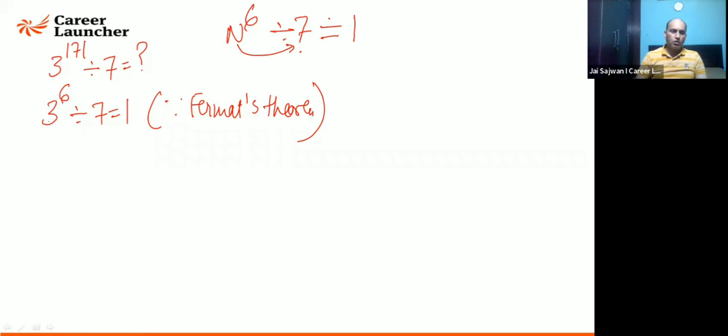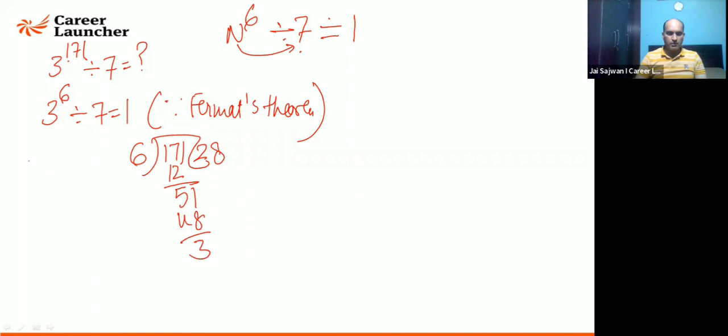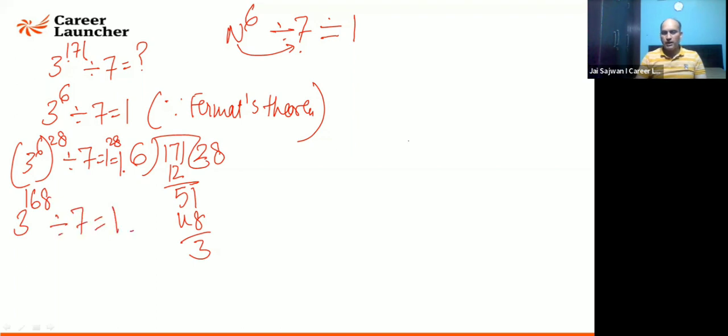Fine. So I can see 171 is a number. How close is it to a multiple of 6? So I'll say 6 2s are 12, 6 8s are 48 and remainder is 3. So 3 to the power of 6 to the power of 28 divided by 7, remainder is 1 to the power of 28, which is 1. That is 3 to the power of 168 when divided by 7, remainder is 1. Shreya ji, is it clear till this point?